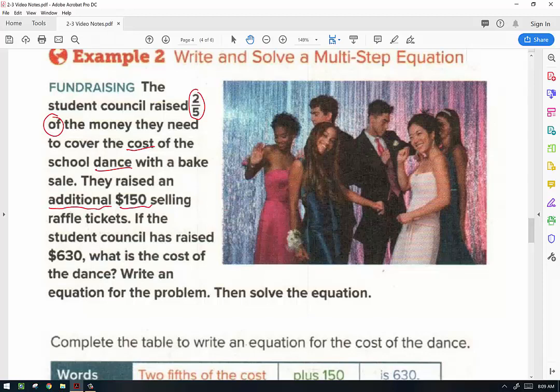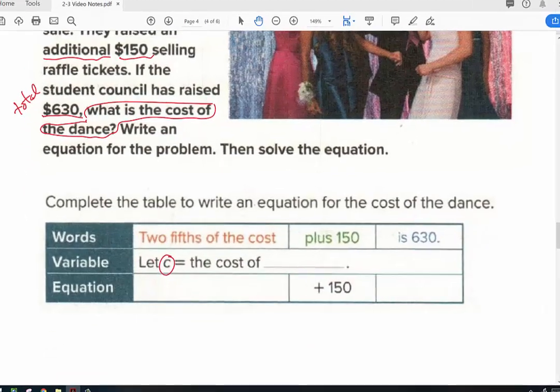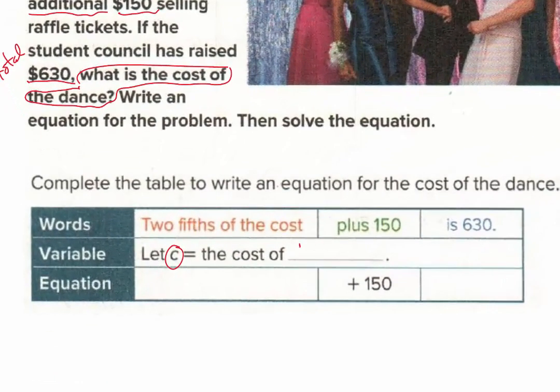If the student council has raised 630, this sounds like a total amount. Write an equation for the problem. What is the cost of the dance? The question is, what is the cost of the dance? So that's going to be your unknown. They want us to write an equation for the problem, then solve it. So down here they have C equals the cost of the dance. Because if you look back up here, the question is, what is the cost of the dance?